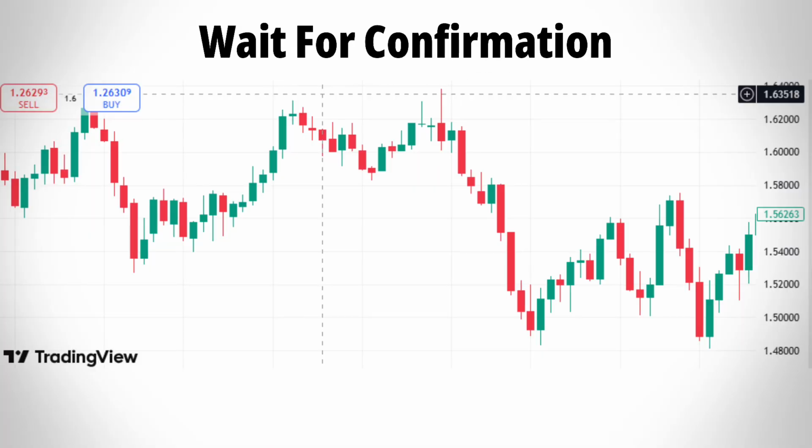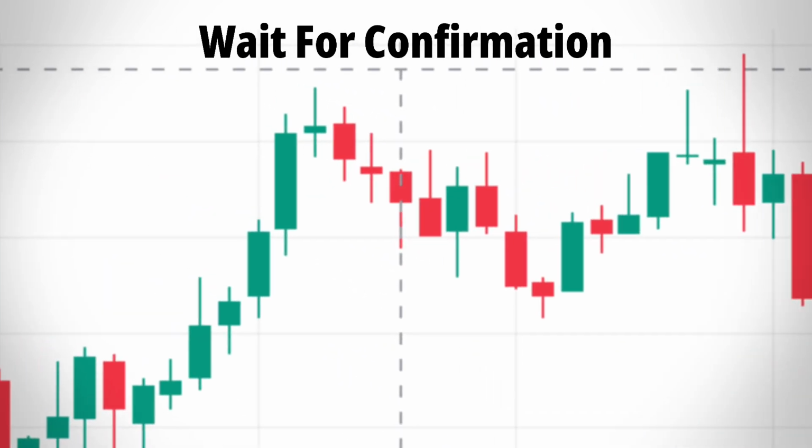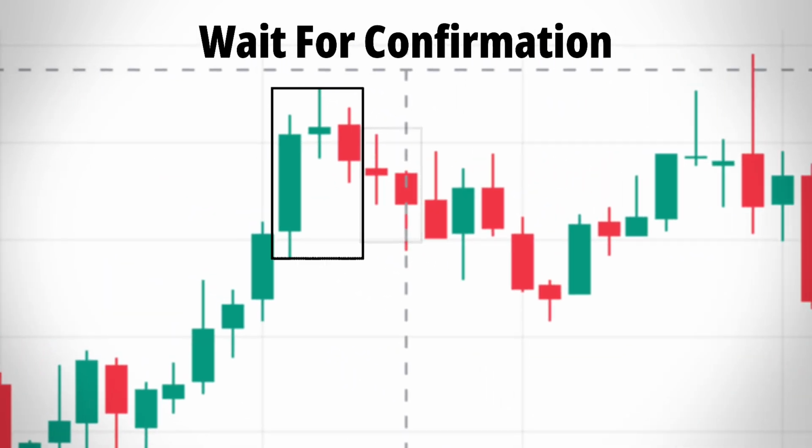Now, how do you trade an evening star candlestick when you see it on the chart? As usual, you should always wait for confirmation. Like most reversal patterns, the evening star should be confirmed by the next candlestick. A strong bearish close after the pattern strengthens the signal that a reversal is occurring.